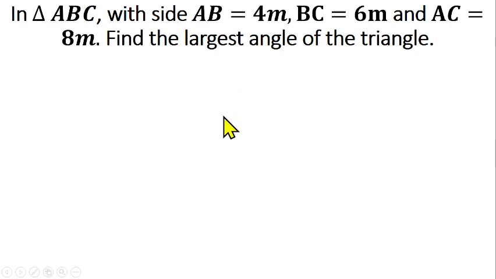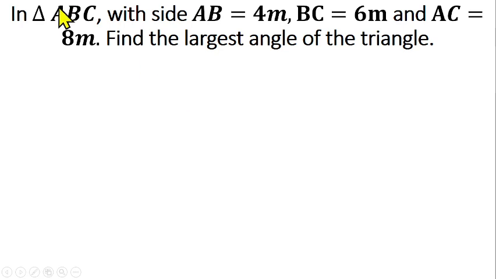Now, another question that could come your way in WAEC or NECO is that you could be given a question that in a triangle ABC, given the side AB to be 4 meters, BC to be 6 meters, and AC to be 8 meters, find the largest angle of the triangle. Now, in this case, they don't want you to find all the angles. They want you to find the largest angle. Another question could be find the smallest angle of the triangle. So that's another question that could come your way in WAEC or NECO exam.